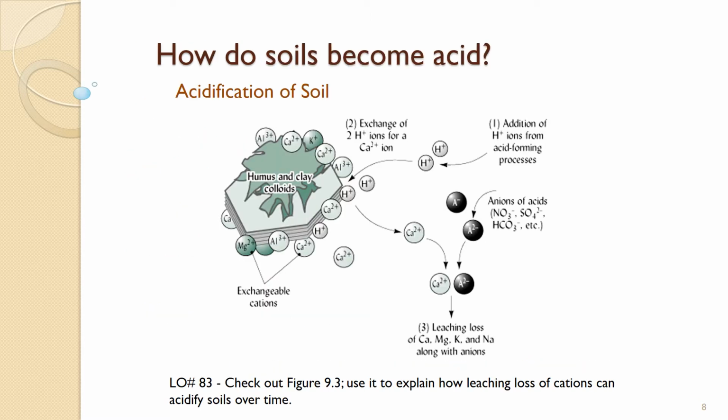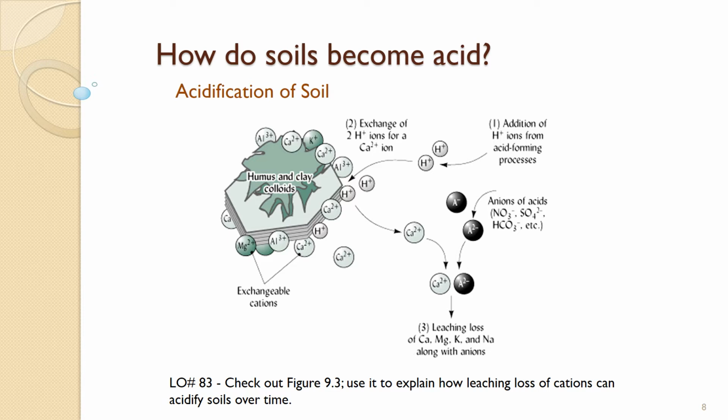All right, so how do soils become acid? Well, during the acidification of soil, we essentially have a clay colloid, and it has all these exchangeable cations on it. And over time, protons are added in from acid-forming processes like that list we just discussed, and they exchange for our base cations on the exchange site. So the two protons come in this instance, and they kick off a calcium and displace it, and the calcium goes on and is lost through leaching. Okay, and so over time this happens again and again and again, and ultimately it causes soil to acidify.